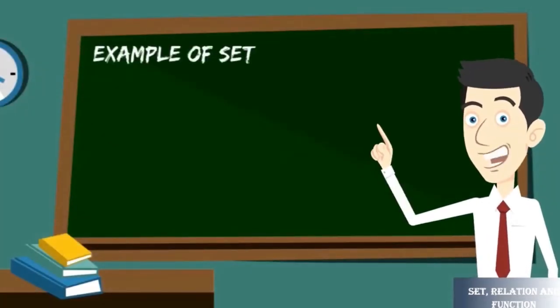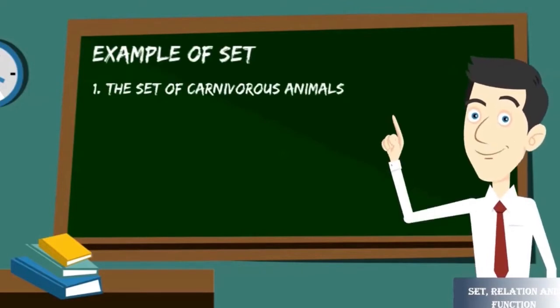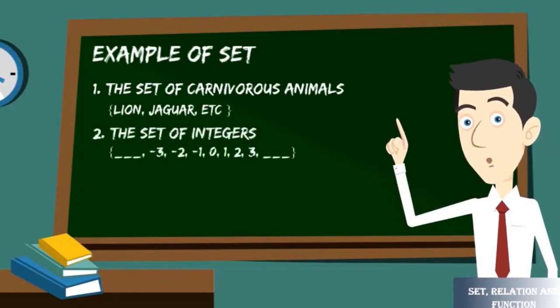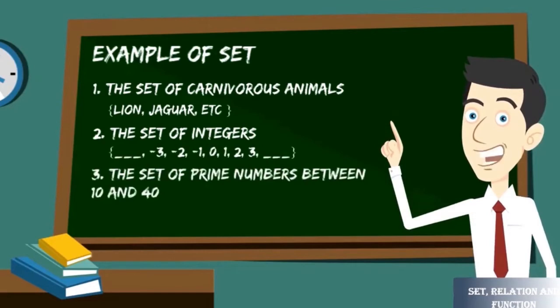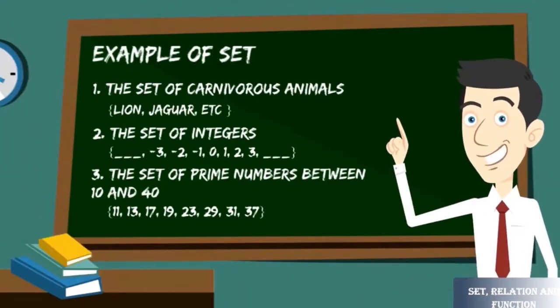So, here's the example of set. First one, the set of carnivorous animals. It is lion, jaguar, etc. And then the set of integers. And the next one is the set of prime number between 10 and 40. All of them is called a set because they are defined.